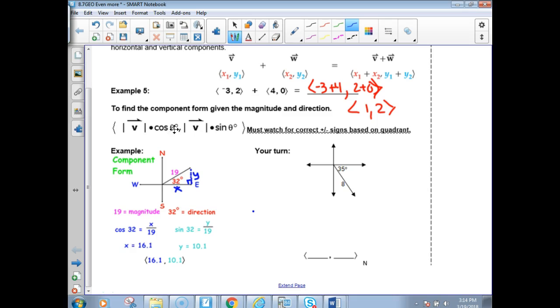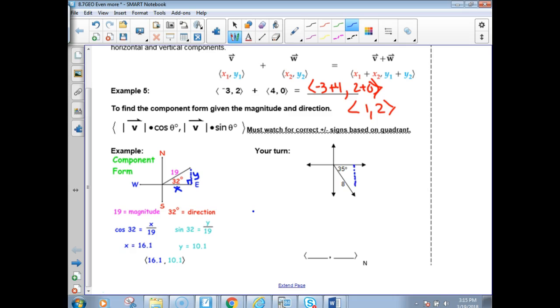That's what this is saying right here. Vector magnitude times cosine theta will give you the x part, vector magnitude times the sine of theta. I'm not even going to bother trying to look at that. I just want you to go here and say, all right, how could I figure out the x and the y? Here's how you can do it.